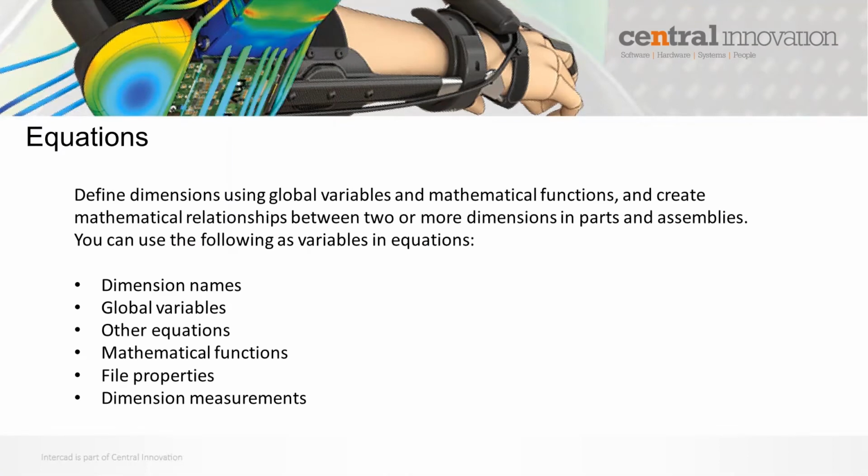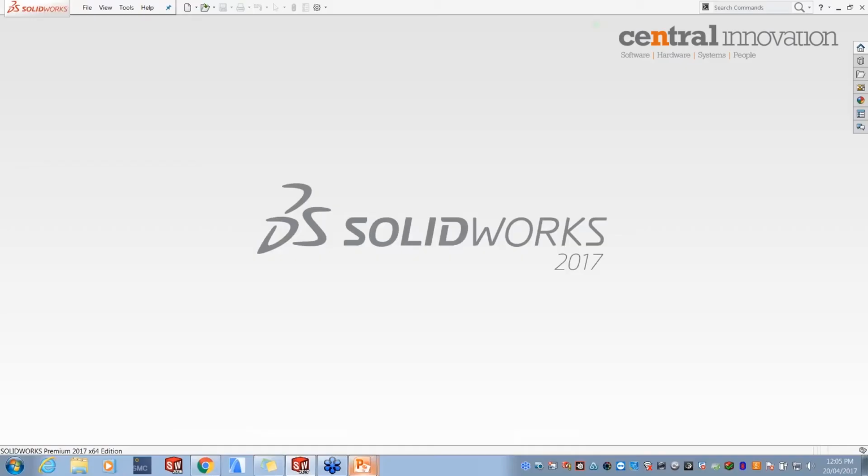When it comes to equations, it could take into account various things. For example, it can take into account the dimension names to begin with, and also there is something called global variables you could create, which is very handy. I'll explain to you how that can be done. And equations can contain other equations as well, which you have already defined, and mathematical functions such as square root or sine, cos, tan, and things like file properties or the custom properties, and also you can even use measurements in your equations.